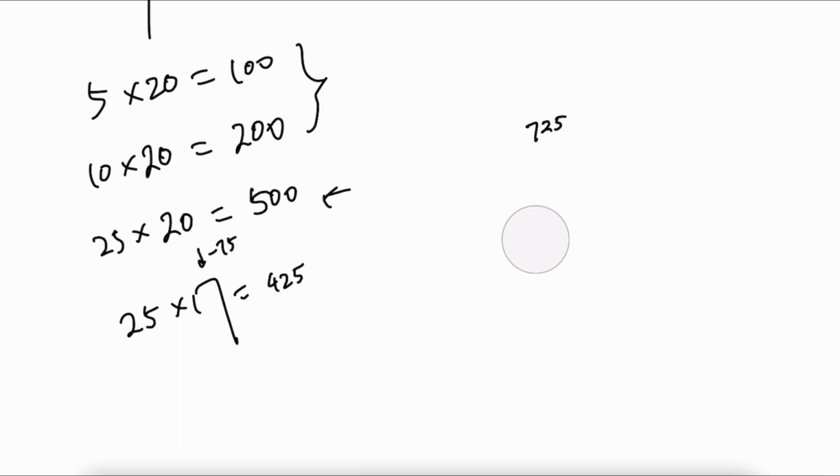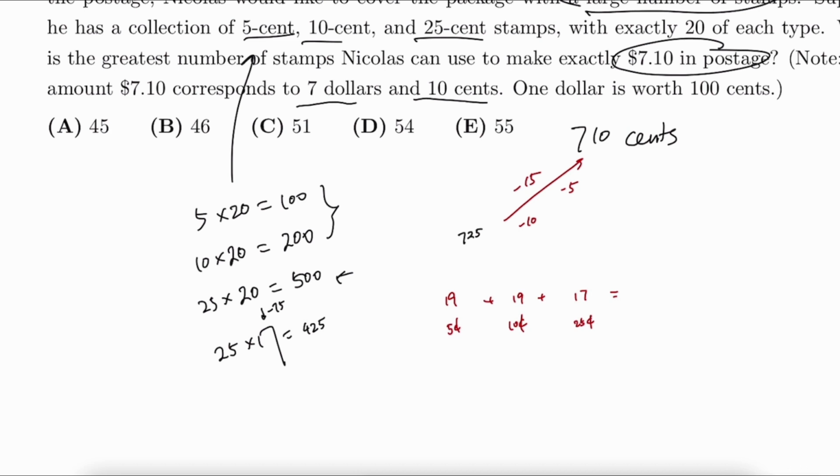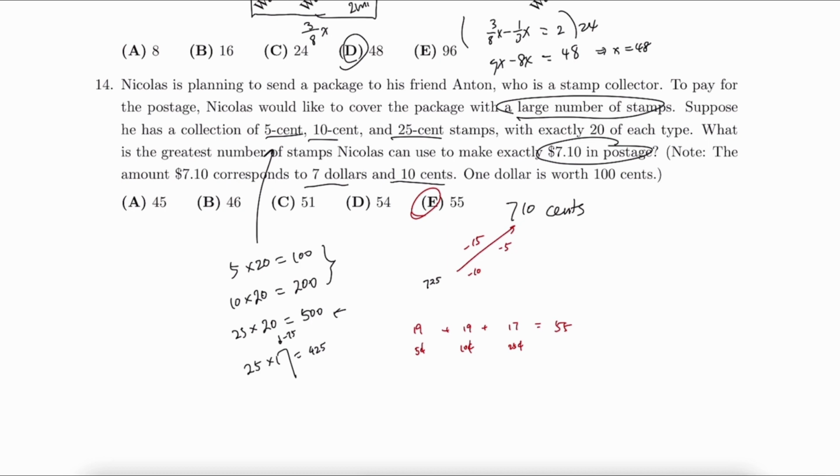Now we have to remove the 5 and the 10s in order for us to get the 710. Now we still need to remove 15 cents, meaning we can remove 110 and 15. So we have 19 of the 5 cents, 19 of the 10 cents, and 17 of this 25 cents. If we add those up, that is going to be 55 stamps. And luckily, we know this is correct because we already constructed one of this to be 710 cents, and luckily enough, this is the largest answer. So you're sure that this answer is correct.